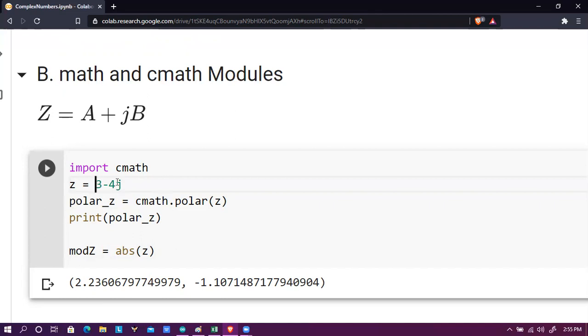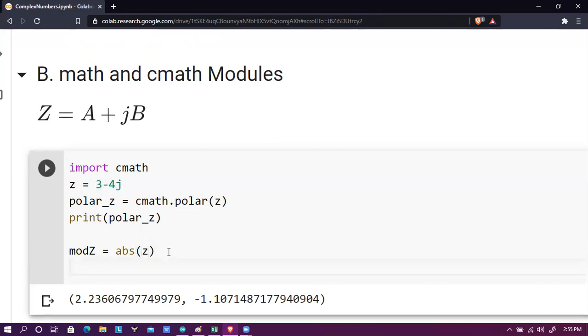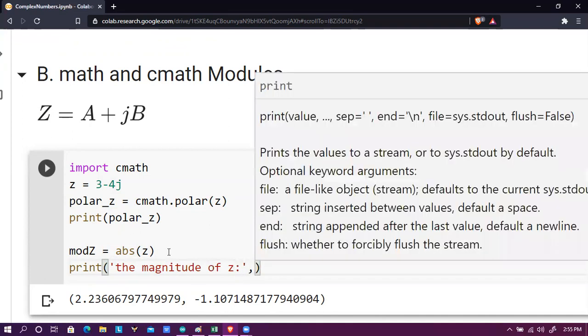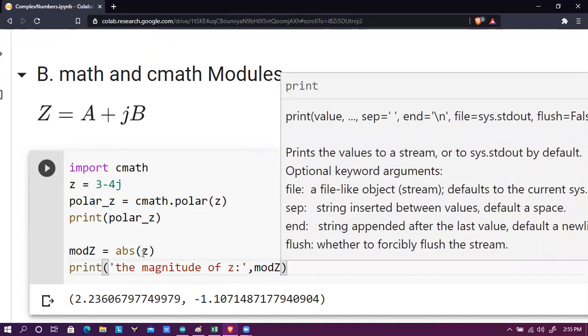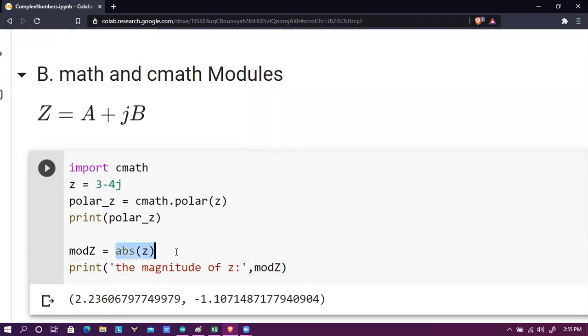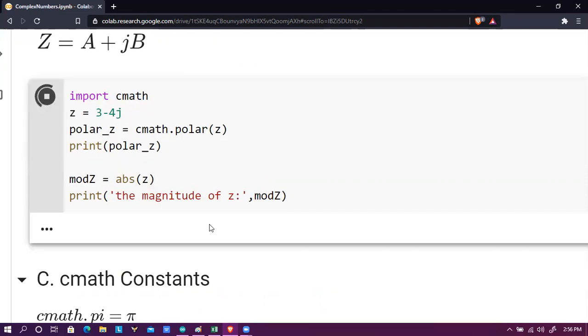So in this case, I will be using 3 minus j4. Okay, and we are going to print the magnitude. Let's say the magnitude of z is mod z. Take note, mod z is the absolute of z. When we say absolute, that is called the magnitude of z, or we also call this your modulus of z. Let's try. Let's print this one.